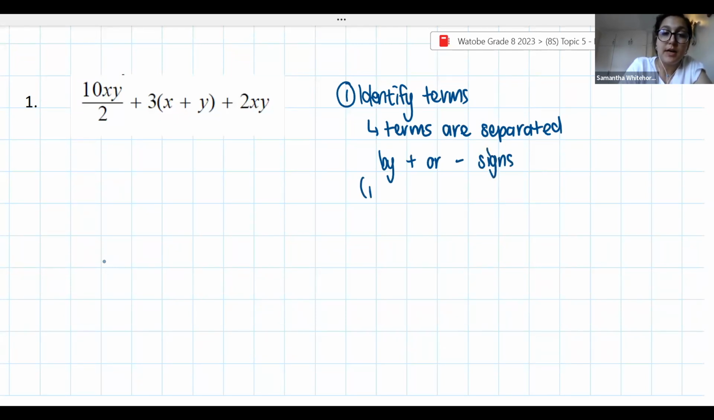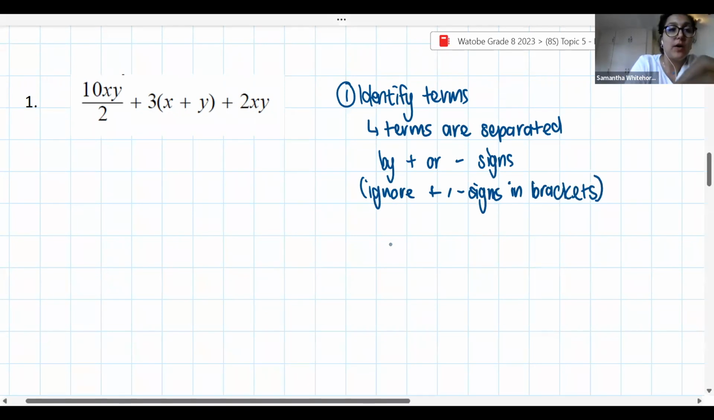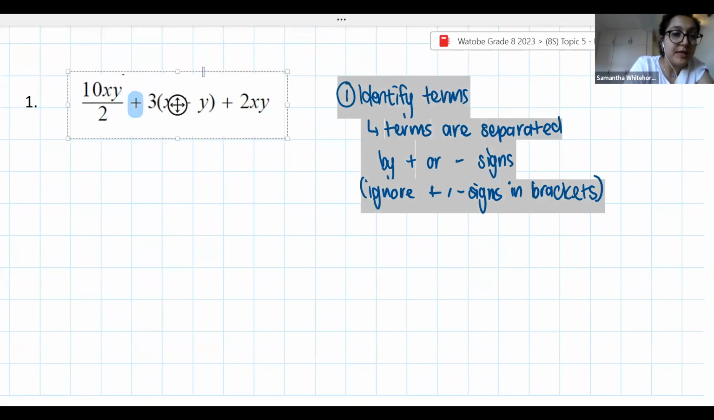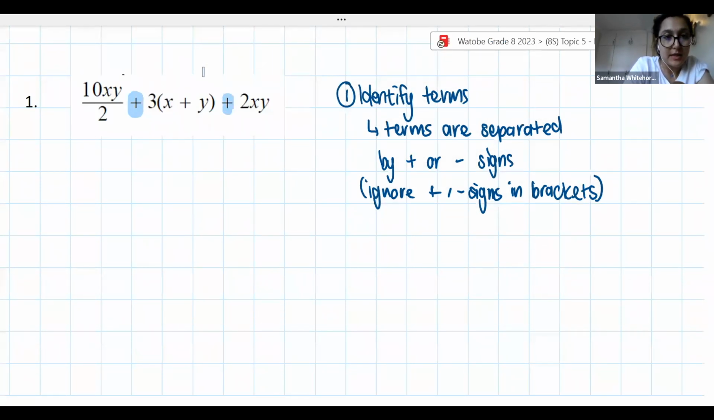So I'm just going to put here in brackets, ignore the plus or minus signs in brackets. Let's see if I can fit in brackets here. Right. So if I go up to my expression, I'm going to look for the plus and minus signs that aren't necessarily in brackets, but are part of my expression. So there's a plus sign and there's another plus sign. What that is doing for me is it is separating my terms. Remember, I don't care about this plus sign in the bracket. I'm going to ignore it. It's inside the bracket. Whatever, we'll deal with it later.